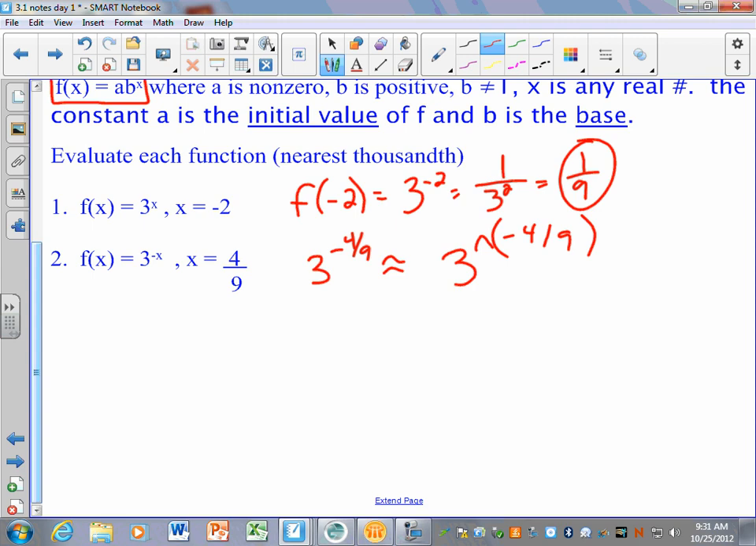Negative 4 divided by 9. If we round to the nearest thousandth, how many decimal places is that? 3. Tenths, hundredths, thousandths. Sometimes people think that's 4 for some reason, but make sure you know that that's only 3 decimal places. That would be 0.614 if we're rounding to the nearest thousandth. Yes? Did you get that?